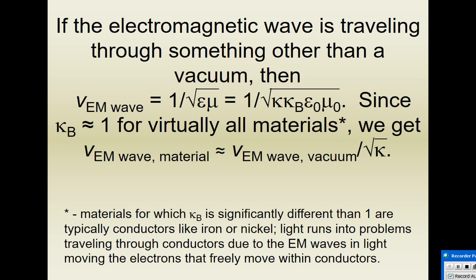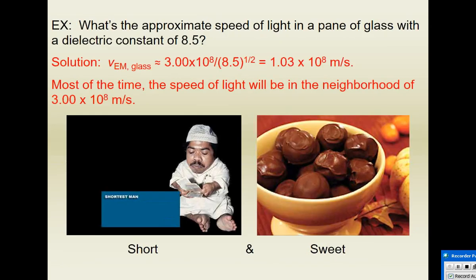So it's not exact, but it is an approximation that the speed of an electromagnetic wave in a material is equal to the speed of an electromagnetic wave in vacuum divided by the square root of the dielectric constant. So let's take a look at that idea in action. Suppose we have light passing through a pane of glass, and there are many different types of glass with different dielectric constants. Let's say this one has a dielectric constant of 8.5.